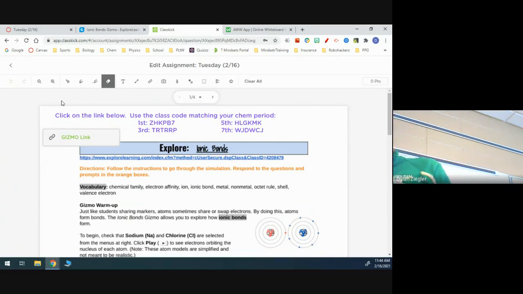We're going to go to another website, which is going to give us a simulation of what the atoms are actually doing when they're bonding with each other for ionic bonds.